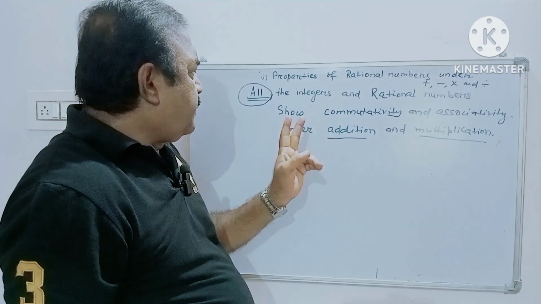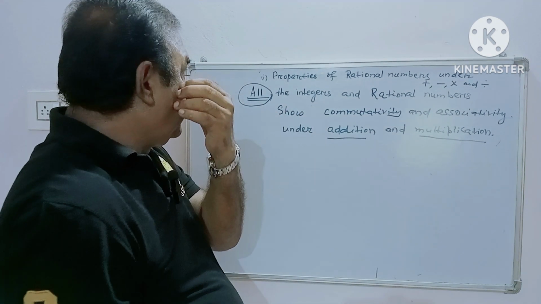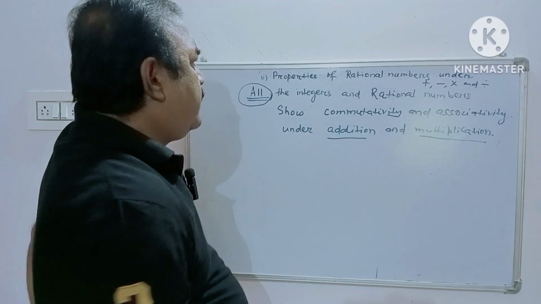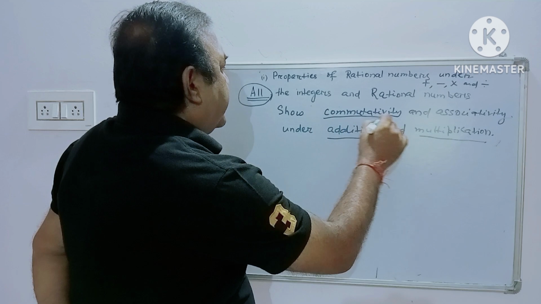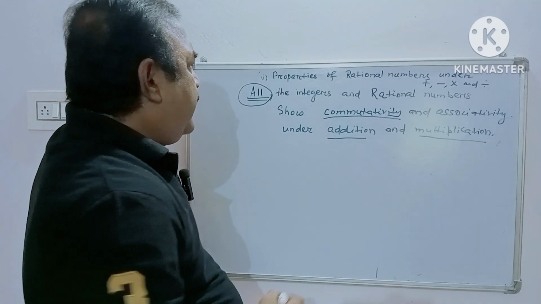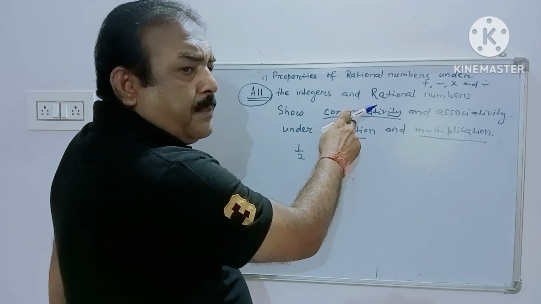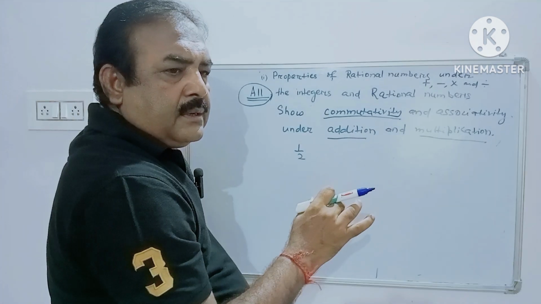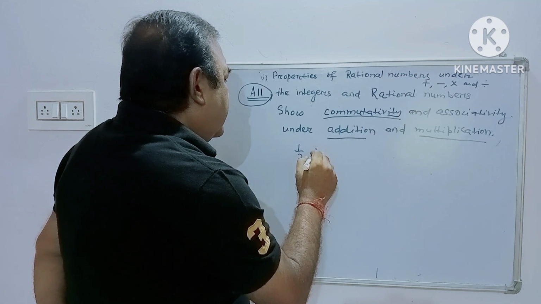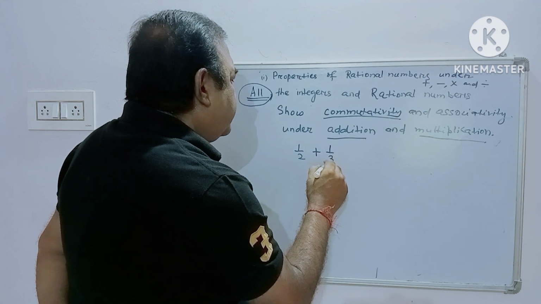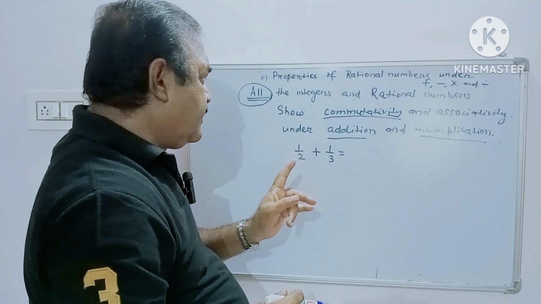Through basic operations, addition and multiplication. You remember this and you prove it. You may take any example. Suppose for the commutativity, if I take addition, commutativity, that is the order property, I will change the order of the rational numbers and the basic operation I am taking is addition. So 1 upon 2 plus 1 upon 3, that is equal to, you find the result, you do on your own.